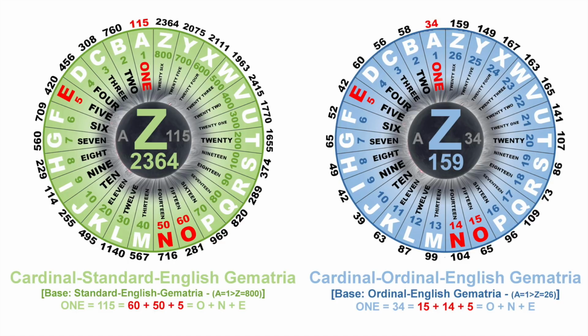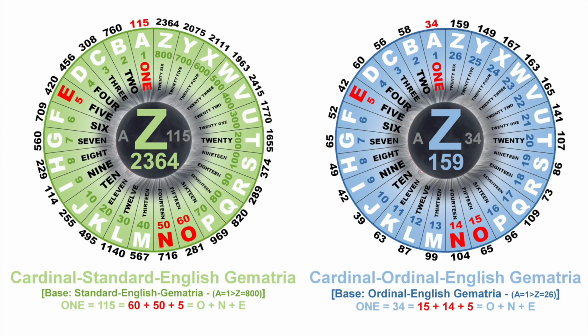Each number therefore has its own unique number to identify it in either system, with the exception of the letters E and I, which have the positions 5 and 9 in the alphabet, and both have a value of 42. Likewise, with the exception of the letters G and O, which have the positions 7 and 15 in the alphabet, and both have a value of 65 in the Cardinal Ordinal English Gematria system only.